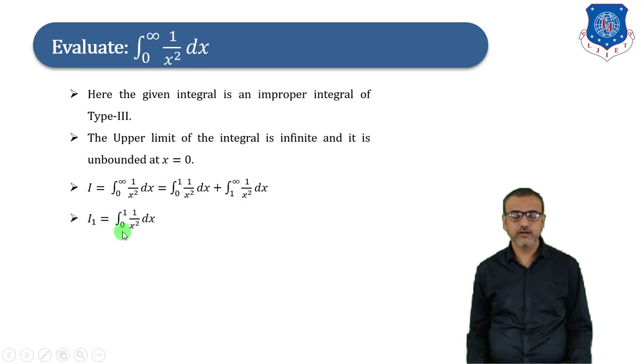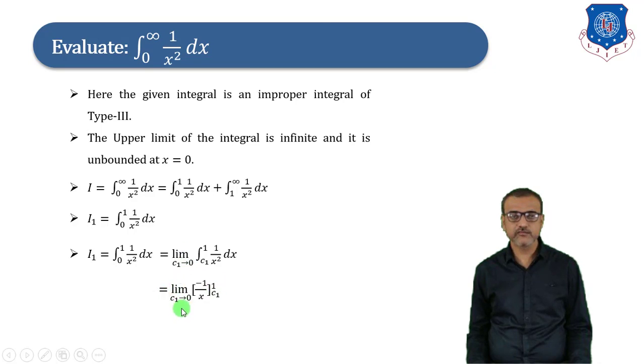We have I1 equals to integration from 0 to 1, 1 upon x square dx. Now this is not defined at x equals 0. So I1 is equals to limit c1 tends to 0, integration from c1 to 1, 1 upon x square dx, as this function is not defined at 0. So we have replaced 0 by c1, and then we are going to evaluate this integration by taking its limit as c1 tends to 0.